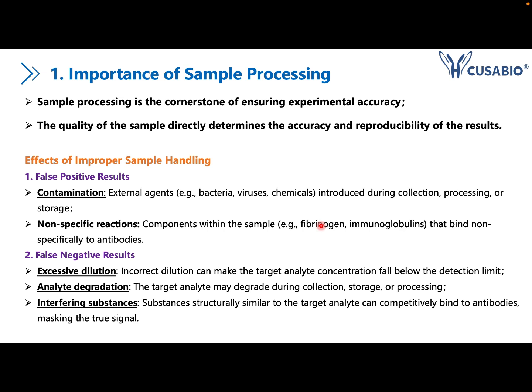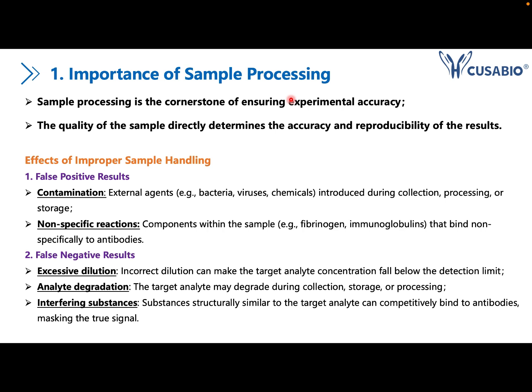Okay, so let's go back to sample handling. Why is sample processing so important? Because it's the cornerstone to ensure the accuracy of your experiment and the quality of the sample. It directly determines the accuracy and reproducibility of the result.